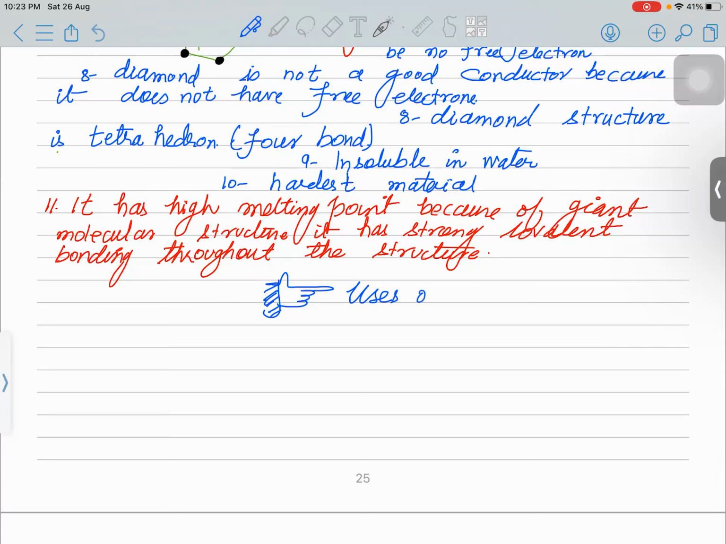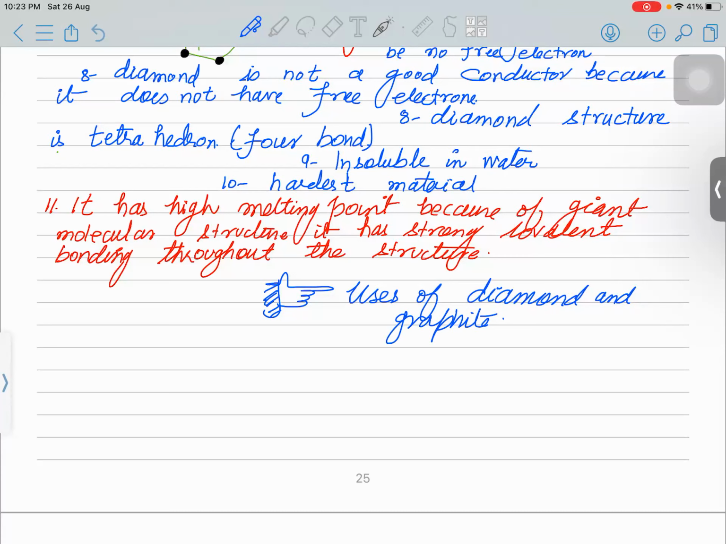Diamond doesn't have a layer structure. Whenever you have van der Waals forces, it means you have a layer structure.